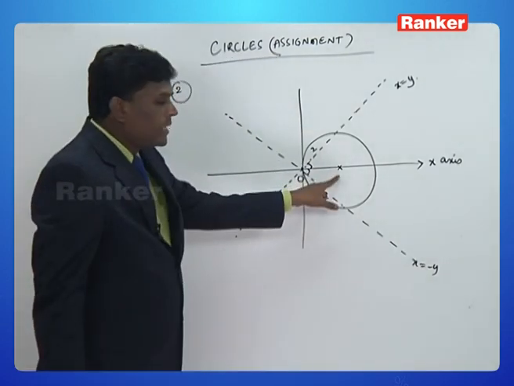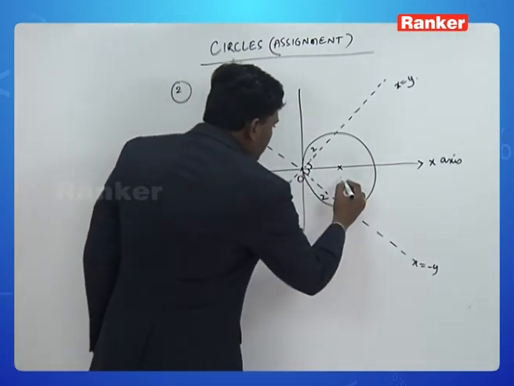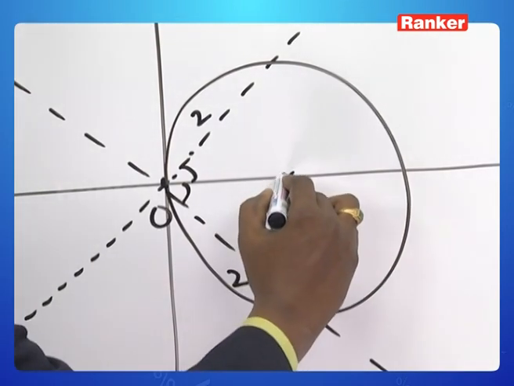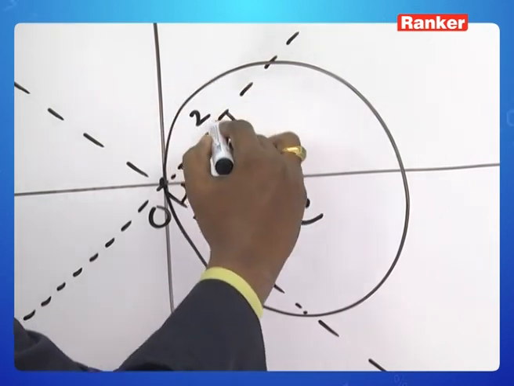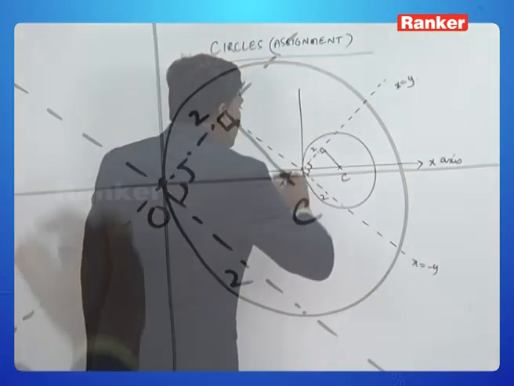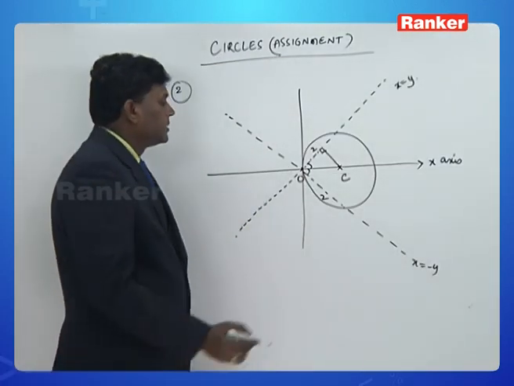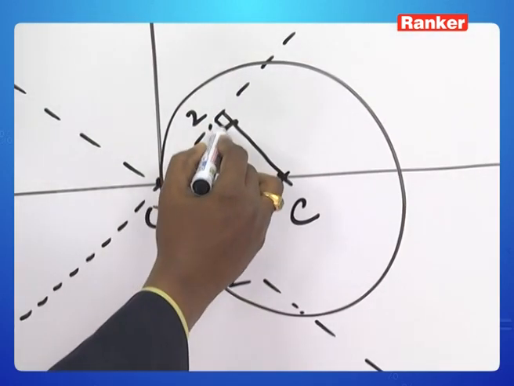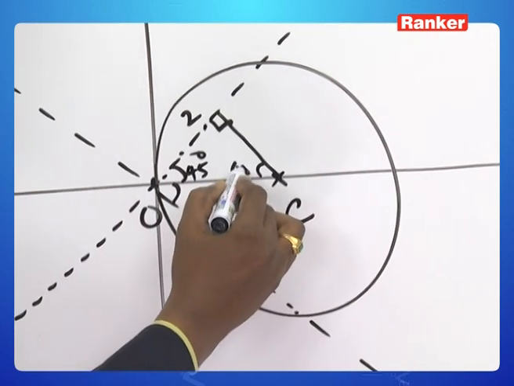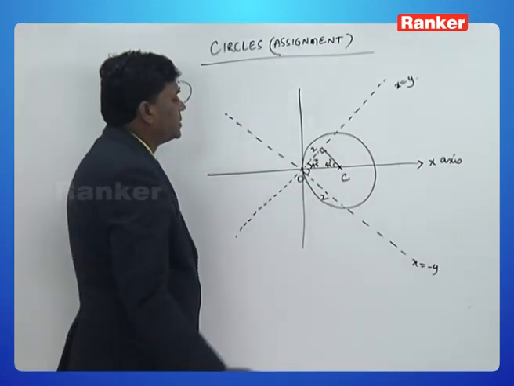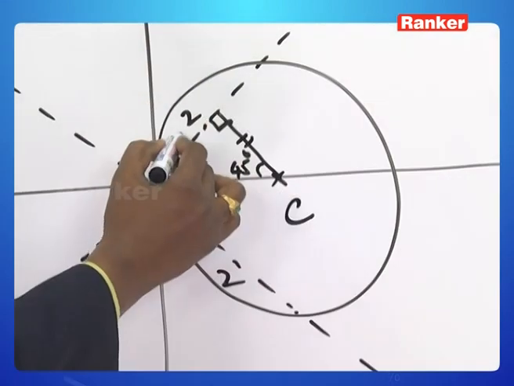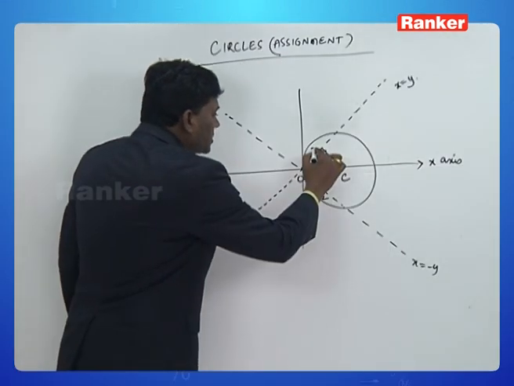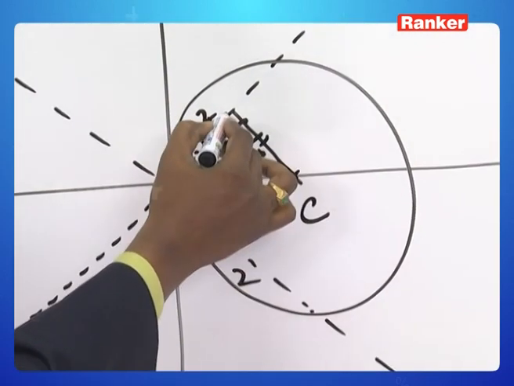obviously the center of this circle lies on the x-axis. Here the center is lying on the x-axis. Suppose we take this center as some C. Now if we draw a perpendicular from the center onto one of these two lines, because this angle is 45 degrees, this is 90 degrees, this angle is also 45 degrees. So this is clearly a right angled isosceles triangle and this chord is bisected by this perpendicular.